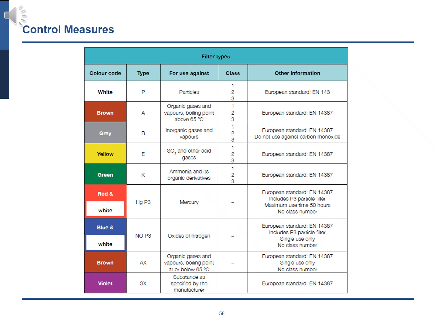Gray, B for inorganic gases and vapors. Classes 1, 2, 3. Complies with EN 14387. Not for use against carbon monoxide.